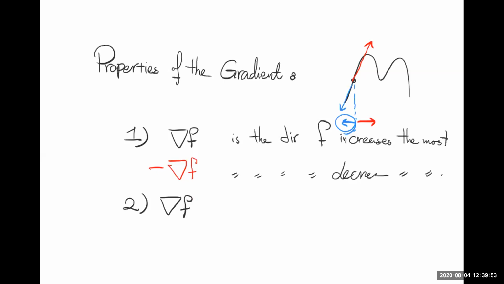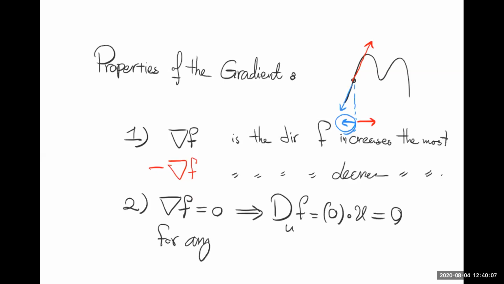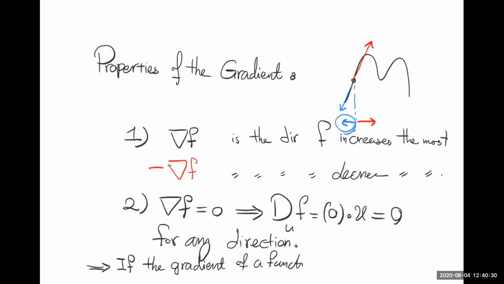If the gradient of a function is 0, it means the directional derivative would be 0 times the inner product of 0 with any vector u, which would be 0 for any direction. So if the gradient of a function at a given point is equal to 0, it means the directional derivative is 0 in all directions. Okay, that's one other thing. Three.